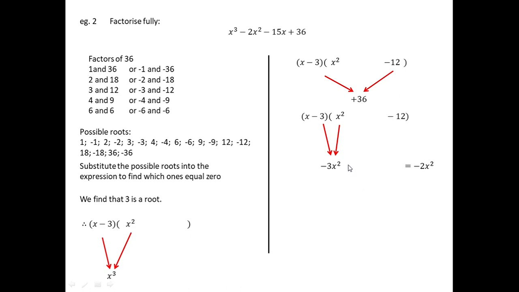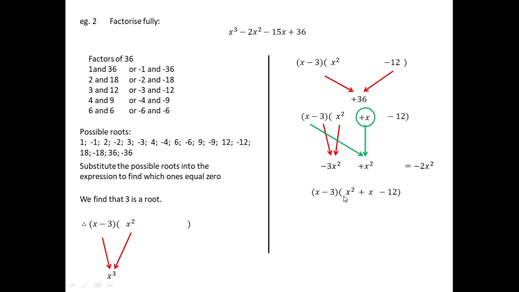So what do I need to combine with this negative 3x squared so that I end up with negative 2x squared? Well, I'd have to add an x squared, because negative 3x squared plus an x squared gives me a total of negative 2x squared. So now I need to ask, what must this middle term be here so that when I multiply it with that x over there, it gives me x squared? The answer is positive x.